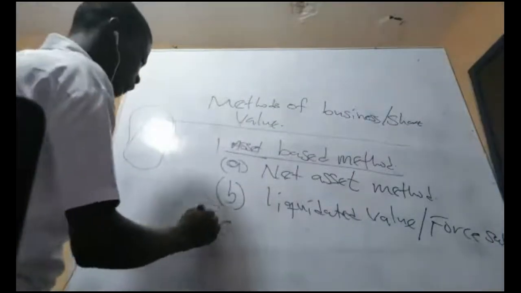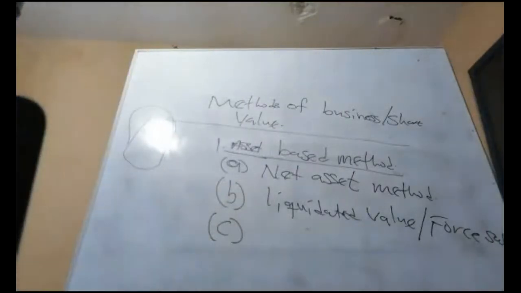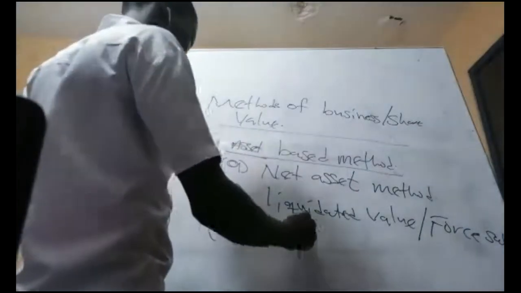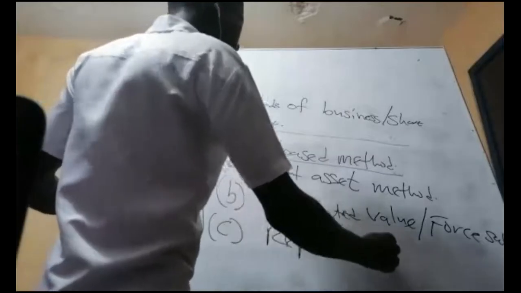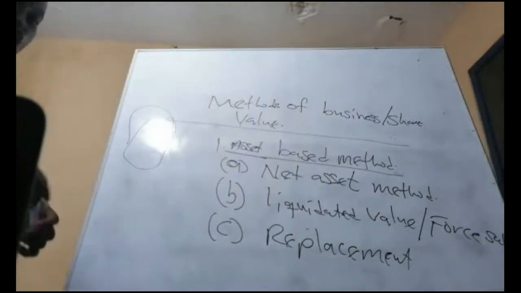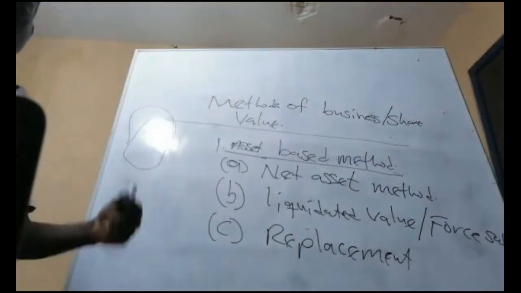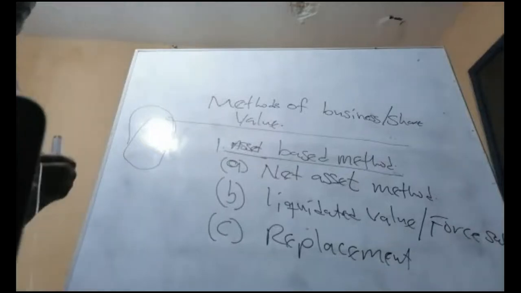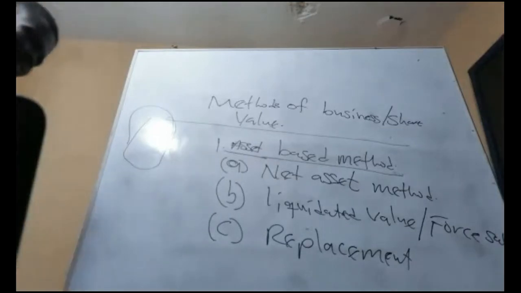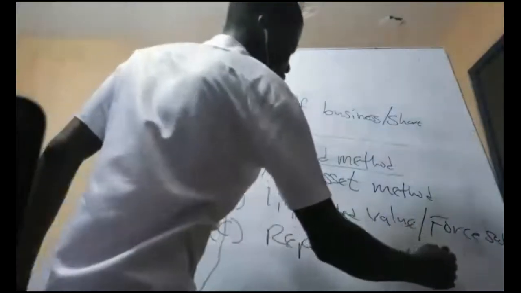I have plenty of these, but not all of them will come in. I'll just strike the ones that will come in for you. We can use the replacement cost method. You take the replacement cost of the asset to value the business. So if it would cost much more to replace, then your value will be a bit higher. Something like that, replacement cost.